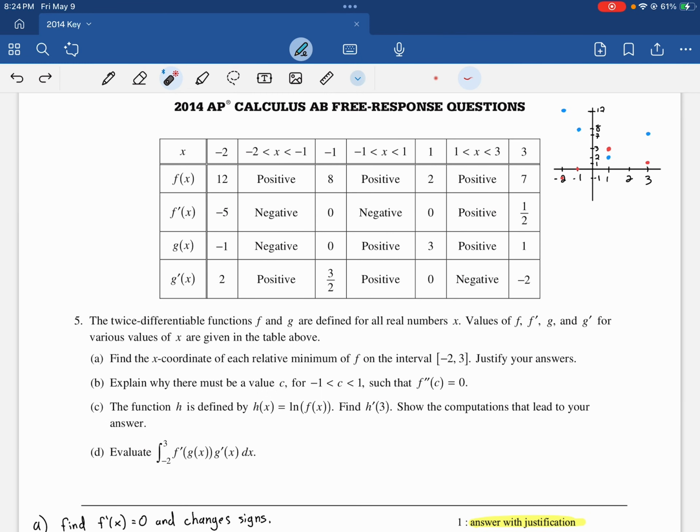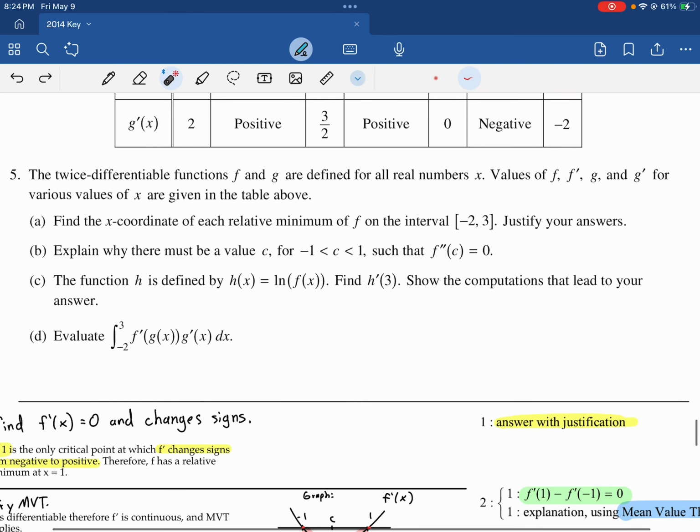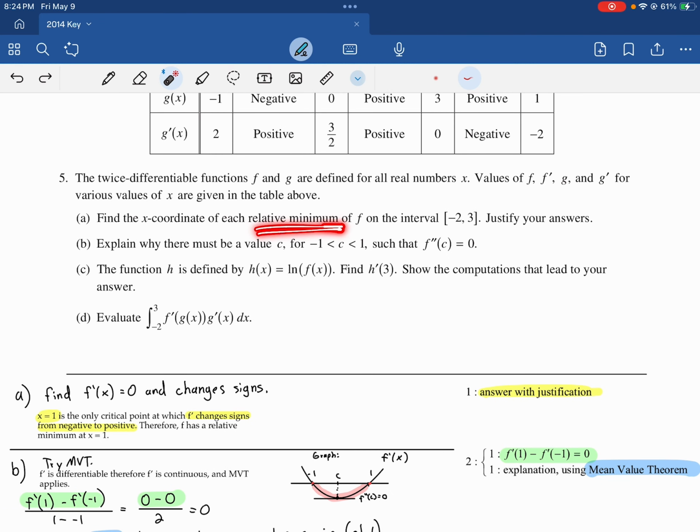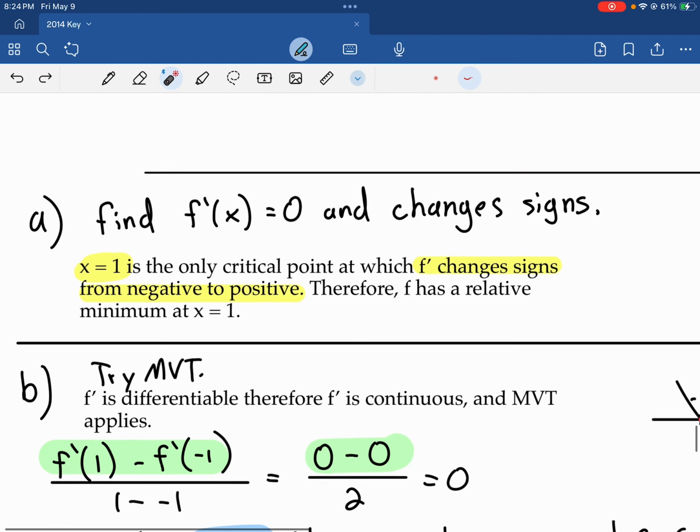Here we have another table that really helps me think about 2 different functions, f and g. The twice differentiable functions f and g are defined for all real numbers x. Values of those functions and their derivatives are shown in the table above. Find the x-coordinate of each relative minimum of f from -2 to 3. Justify your answer. So if I'm looking for a relative minimum, I'm looking for when the first derivative is 0 and changes signs, specifically from decreasing to increasing.